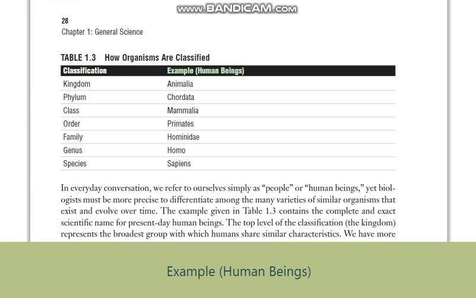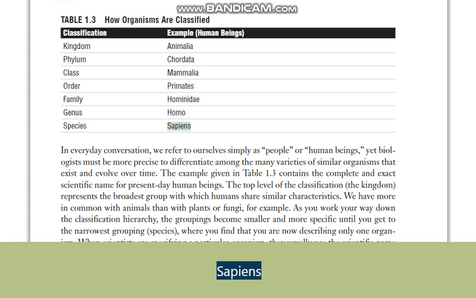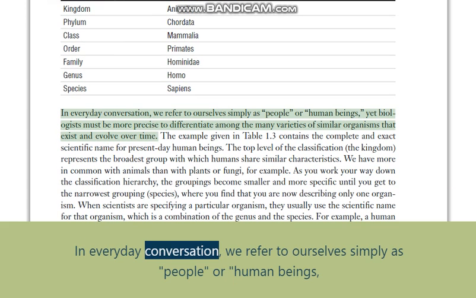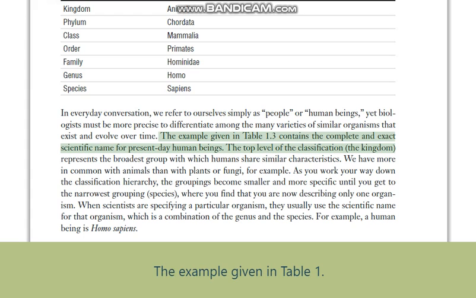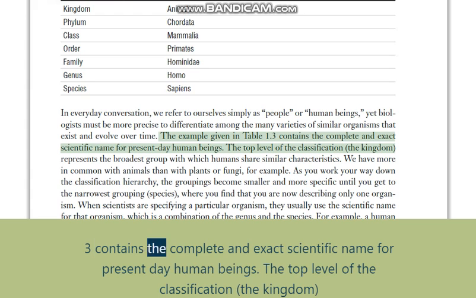Classification. Example, human beings. Kingdom: Animalia. Phylum: Chordata. Class: Mammalia. Order: Primates. Family: Hominidae. Genus: Homo. Species: sapiens. In everyday conversation, we refer to ourselves simply as people or human beings, yet biologists must be more precise to differentiate among the many varieties of similar organisms that exist and evolve over time. The example given in Table 1.3 contains the complete and exact scientific name for present-day human beings.